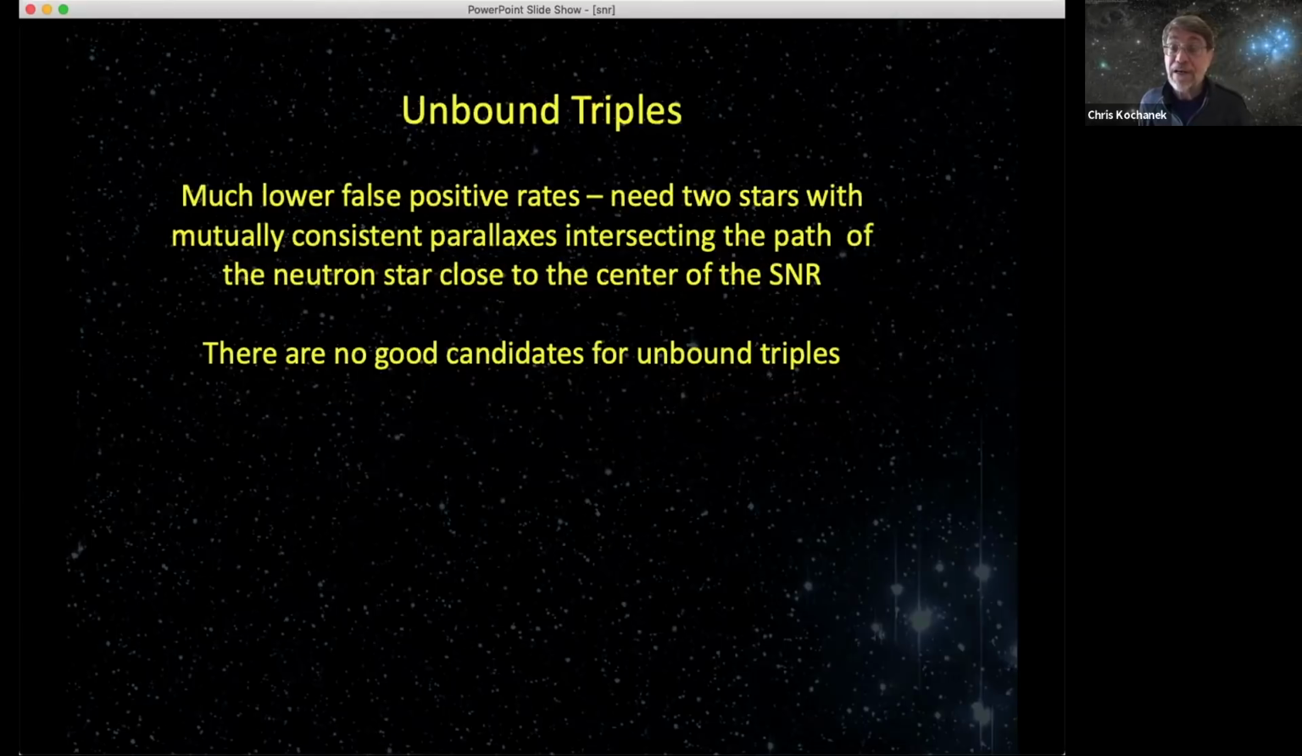Unbound triples are the same game. Instead of trying to run back one star and the neutron star, you run back 2 stars and the neutron star. Or in the case of the binaries, you're looking for a triple in which a binary remained bound and the 3rd star went unbound. And there are no candidates for either completely unbound triples, in the case of the ones which are not binaries now, or unbound triples where a binary partially remained, in the case of the 3 binaries in the supernova remnants.